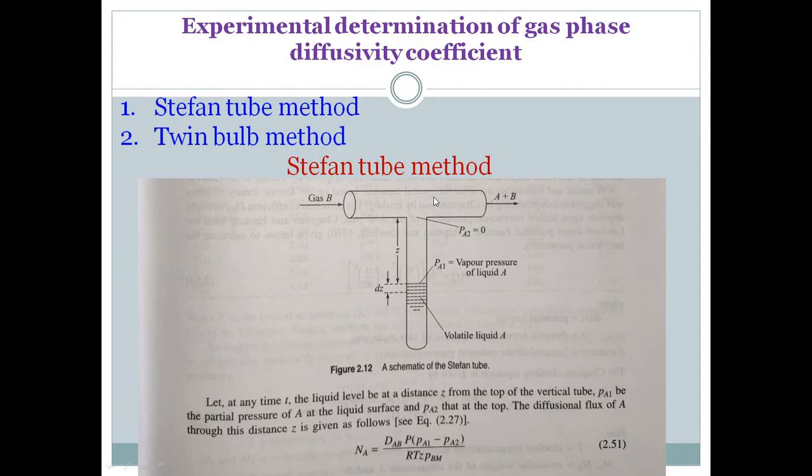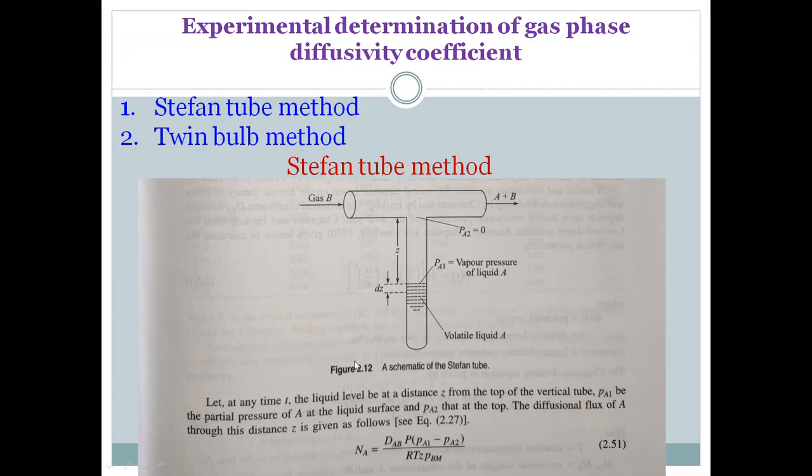The arrangement is very simple. Let's say I want to get the diffusivity of acetone in air. This is a T-shaped arrangement made of glass, so this is a hollow tube and this is one tube. I will fill half of this tube with acetone, and in this way I will set one small pump here, we will put the air here and it will go out. So this is the very simple arrangement.